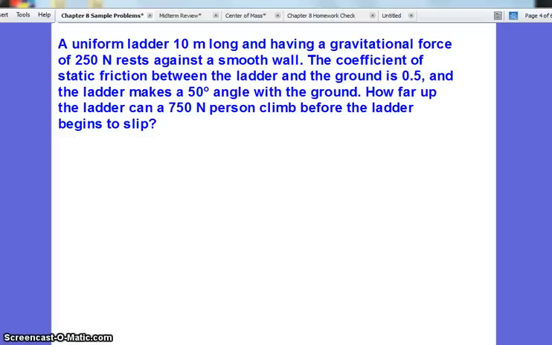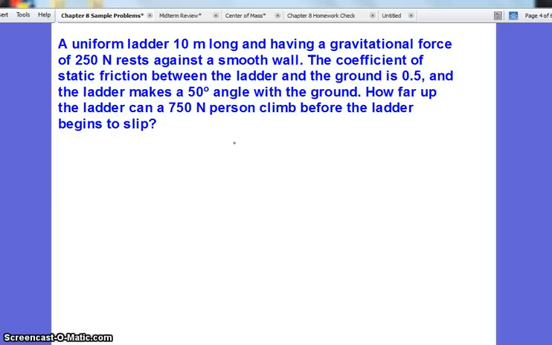In this problem of rotational equilibrium, we have a uniform ladder 10 meters long and having a gravitational force of 250 newtons that rests against a smooth wall. Coefficient of static friction between the ladder and the ground is a half, and the ladder makes a 50-degree angle with the ground. How far up the ladder can a 750 Newton person climb before the ladder begins to slip?